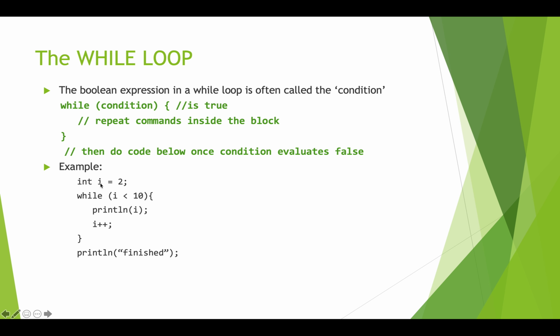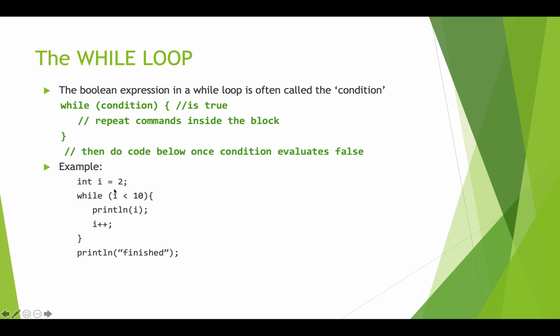First, we initialize an integer variable I to 2, and then we have our while loop, and the condition says I less than 10. So this is a numeric comparison, an integer and another integer. If our integer I is less than 10, then we're going to print it out and we're going to add 1. So remember that plus plus is a notation for incrementing by 1.